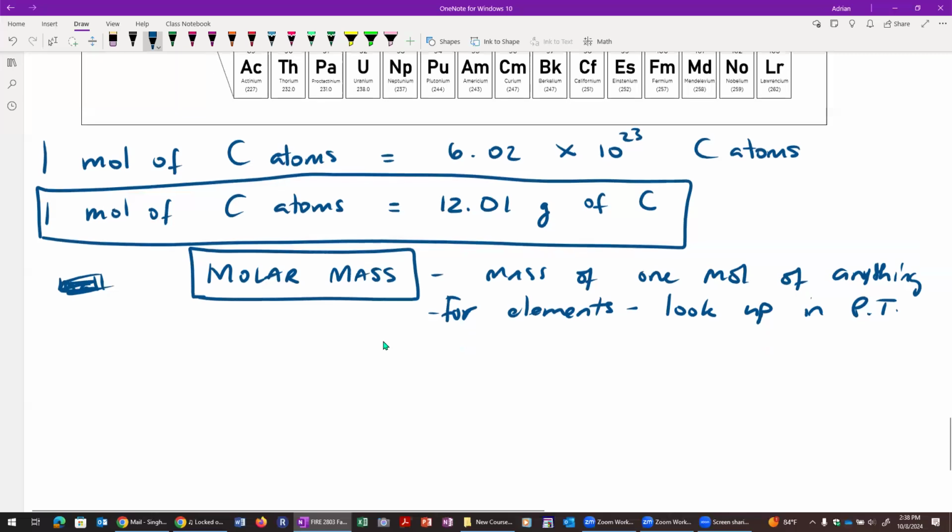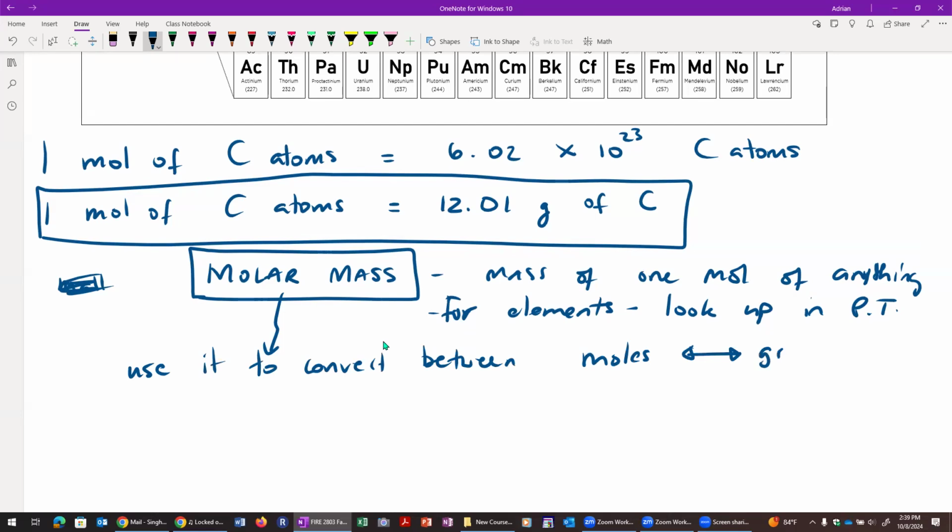So because the molar mass relates the mass of 1 mole of anything, we can use it to convert between moles and mass in grams. So for example, if we use the carbon one that we had before, 1 mole of carbon atoms is equal to 12.01 grams. That's not something you have to memorize. You look it up on the periodic table.